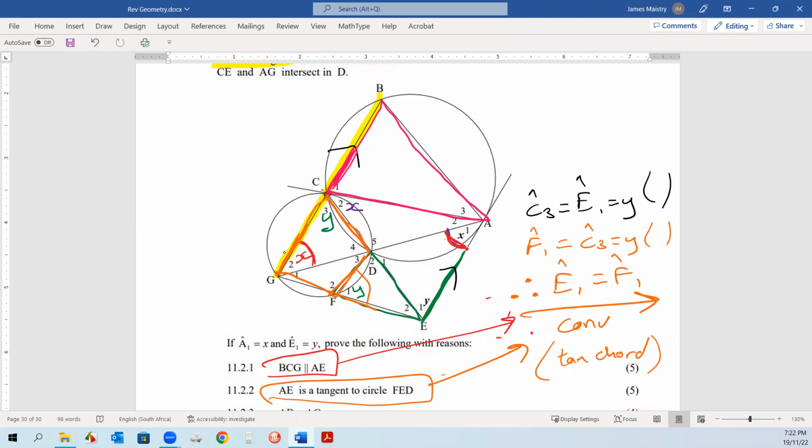180 minus X plus Y. 180 minus X minus Y, or 180 minus X plus Y. Angles on a straight line. Well done. So we need to find B. We know B has to be 180 minus X plus Y. How can we get it back?